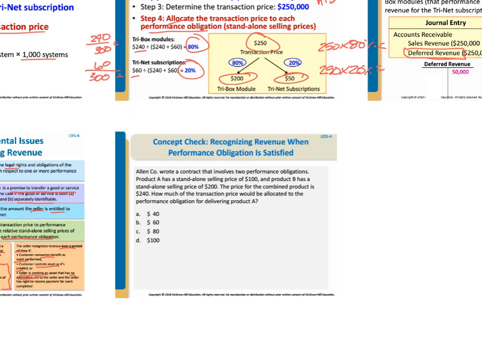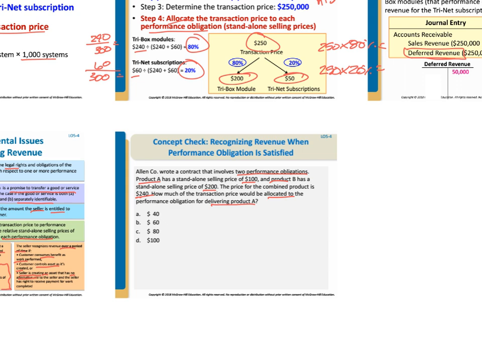This question says, Allen Co. wrote a contract that involves 2 performance obligations. Product A has a standalone selling price of $100. Product B has a standalone selling price of $200. The price for the combined product is $240. How much of the transaction price should be allocated to delivering product A?